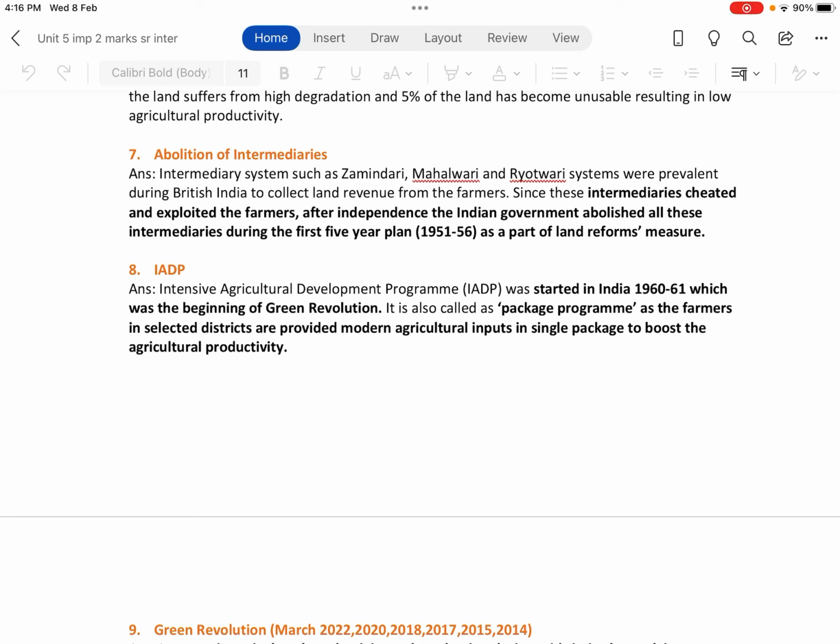So this was the first program started in 1960-61 in our country, and it happens to be the beginning of Green Revolution. Green Revolution consists of several programs like IADP, IAEP, HYVP, irrigation, etc. This is the first program of Green Revolution. It is also called a package program, as the farmers in selected districts are provided modern agricultural inputs in a single package to boost agricultural productivity.